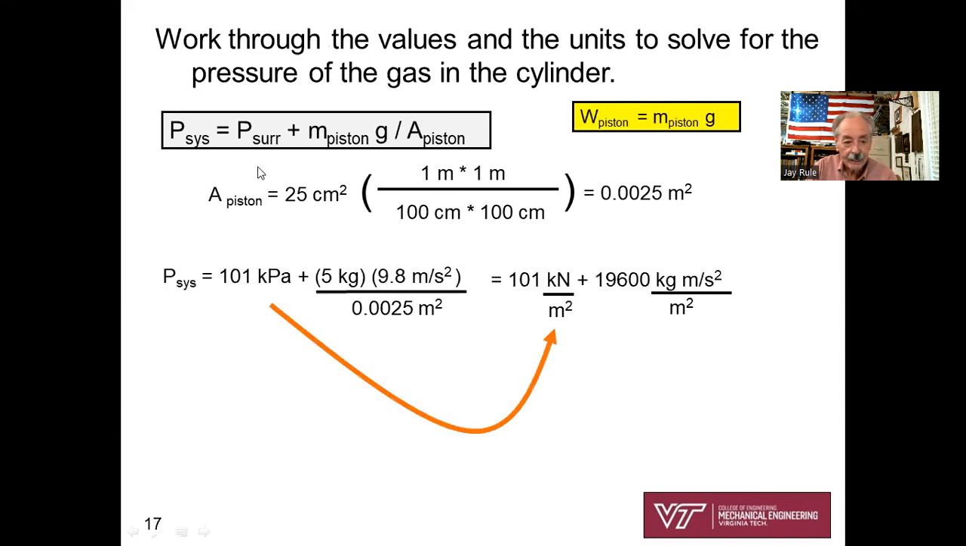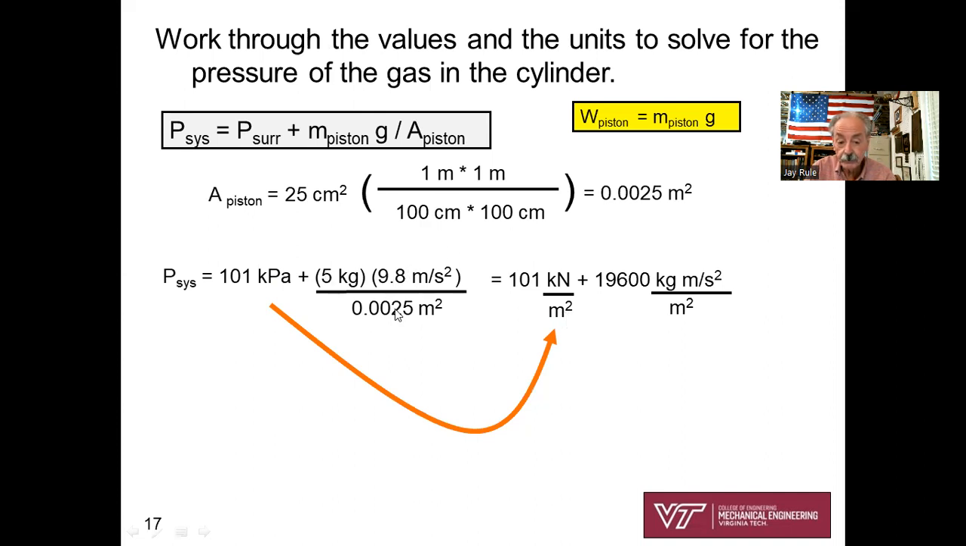Next is, okay, I've got my governing equation that I derived, P of the system, and now I'm going to write out numbers and units. P of the surroundings, 101 kPa. Mass of the piston, 5 kilograms. G, 9.8 meters per second squared. A of the piston, 0.0025 meters squared. Okay, great. I've got to be very careful here. I have to remember what a Pascal is. A Pascal is a Newton per square meter. So I'm going to write down on my paper 101, and instead of kPa, kilonewtons per meter squared.